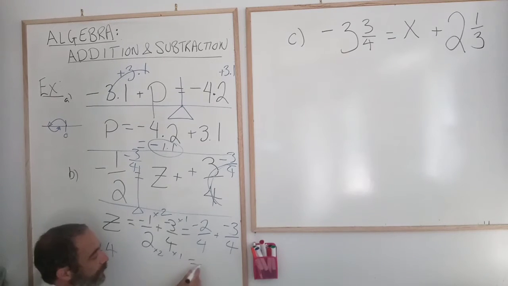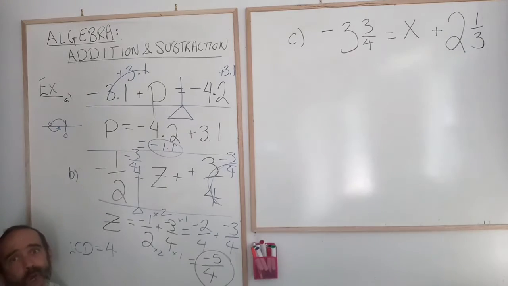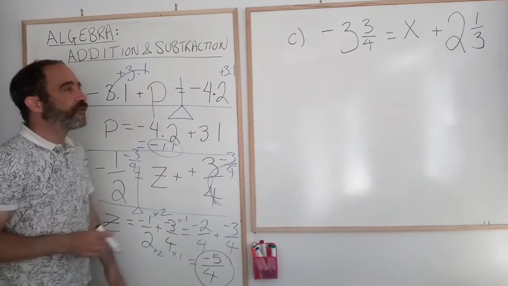And then because they're both going in the negative direction, they add together. So I have a negative 5 over 4. The denominator stays the same. And that's the answer to that question. Okay, and then we'll do this last one over here.